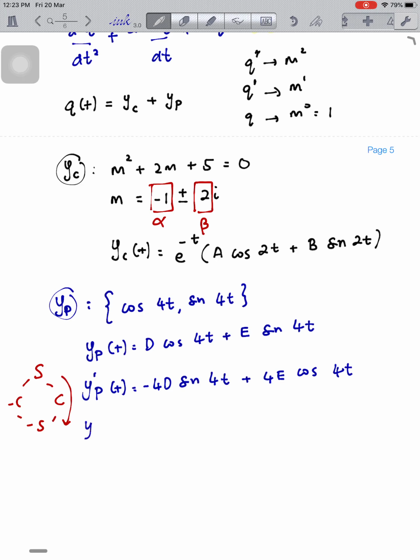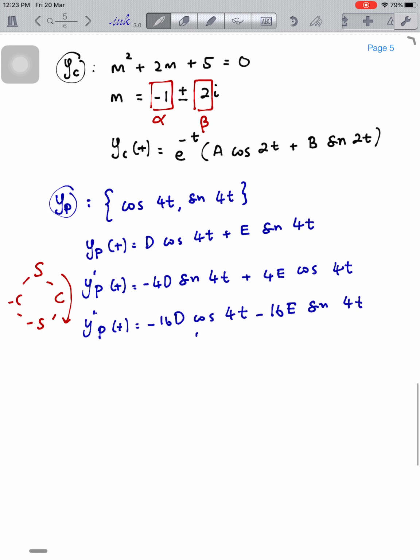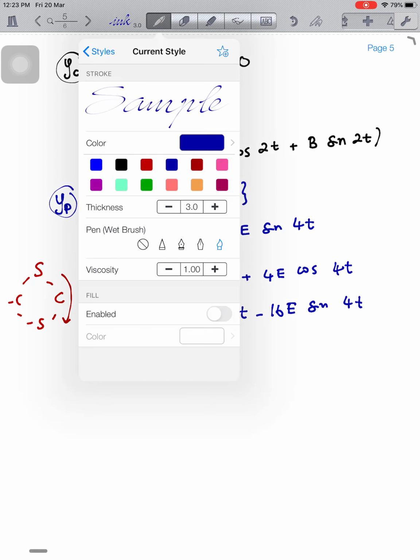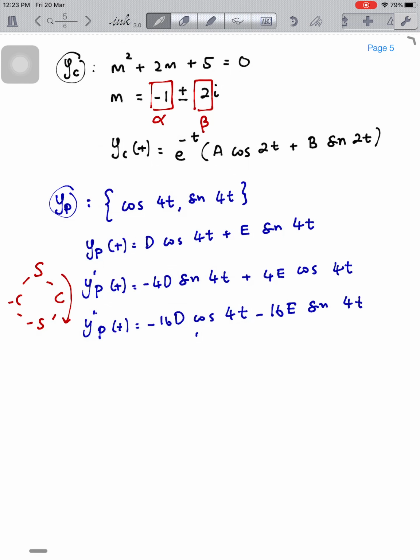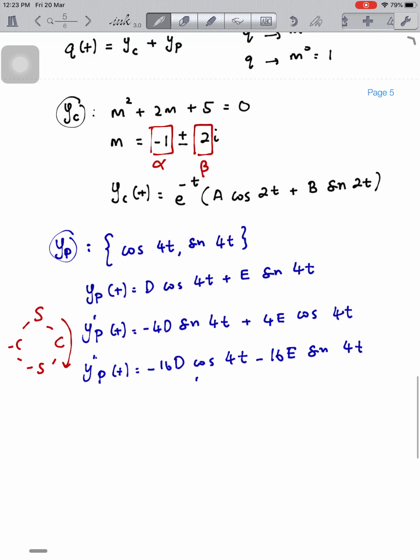And then the second derivative, y double prime. Again, negative sine is going to be negative cos, so I'm going to have negative 16d cos of 4t, and I'm going to have negative 16e sine of 4t. And you might want to check that again. Cos becomes negative sine, negative cos, and sine, cos, and negative sine. So that's right, that is how it looks. Okay, so now let's start substituting. So I'm going to substitute into the original equation.